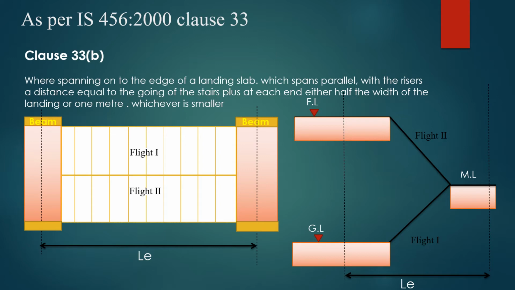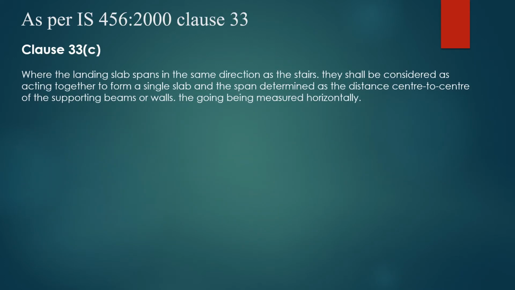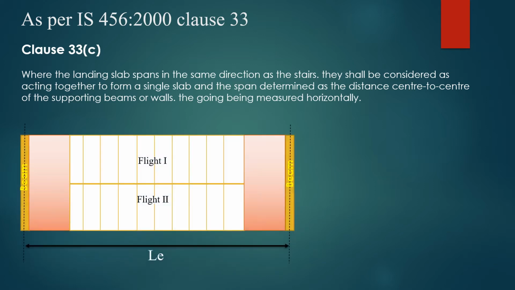So let us see the third clause, clause 33C. The landing slabs span in the same direction as the stair. They shall be considered as acting together to form a single slab, and the span determined as the distance center to center of the supporting beam or wall, the going being measured horizontally. What we see, this one is the staircase, and the beam is present at this side.